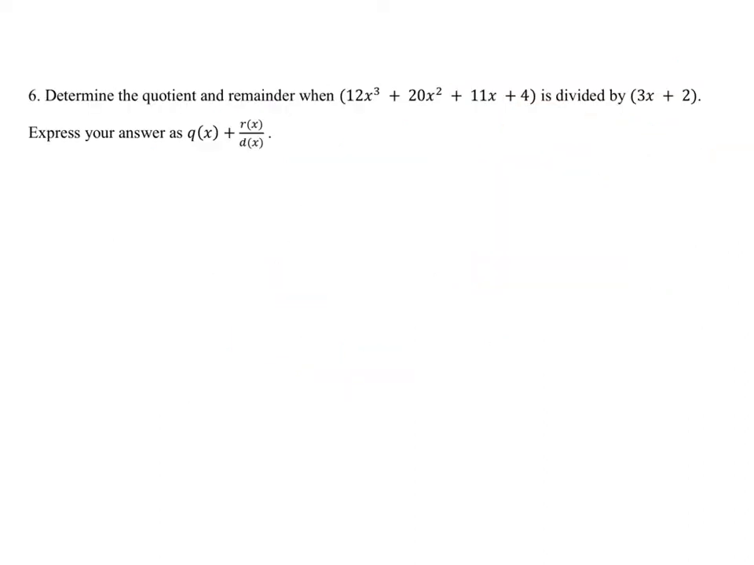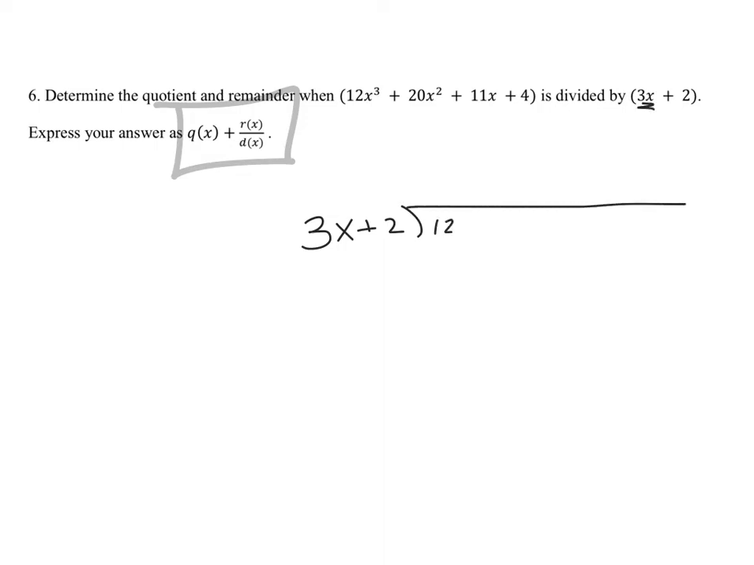So on this question it says determine the quotient and remainder when 12x cubed plus 20x squared plus 11x plus 4 is divided by 3x plus 2. Express your answer as q of x plus r of x over d of x. I'll explain what this means in a second, this little section here, but for now I'm just going to divide and get my answer. So this is a long division problem, and the reason why is because there's a number in front of the x, like there's a 3 there. So I'm going to set up my long division and go for it.